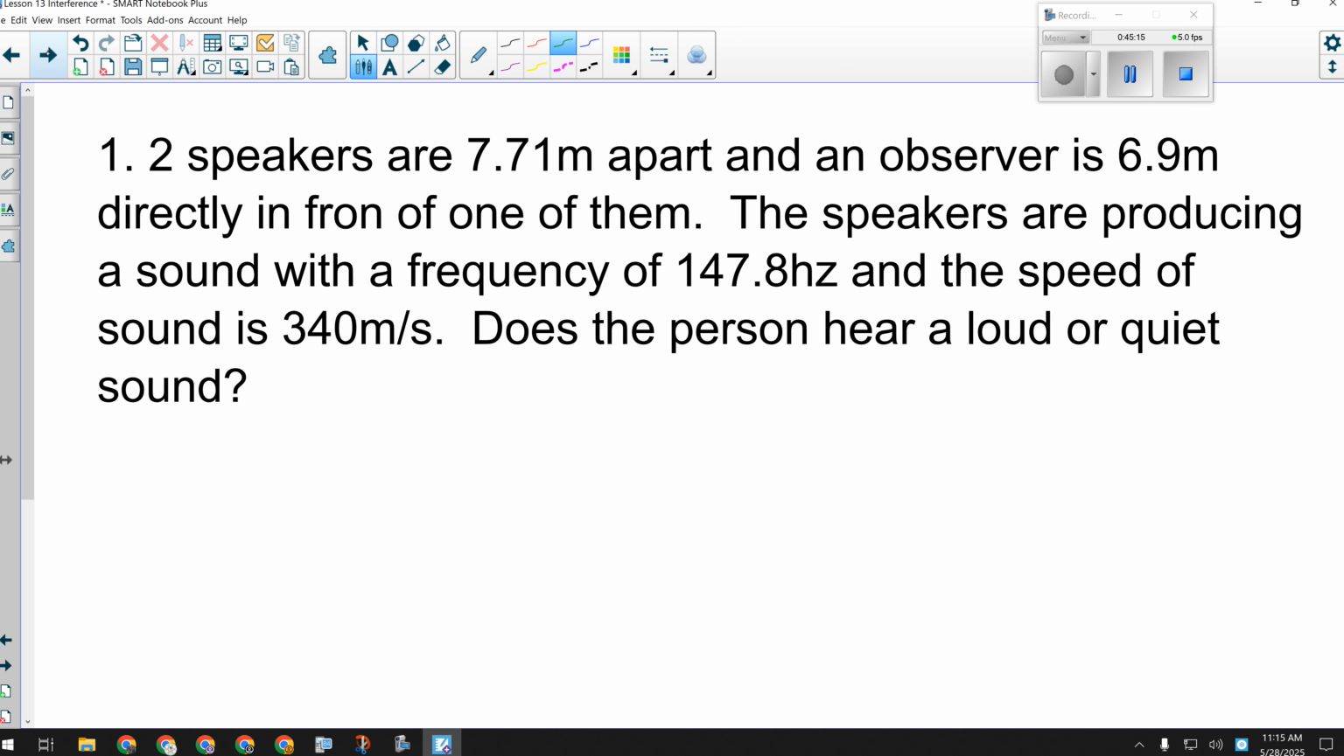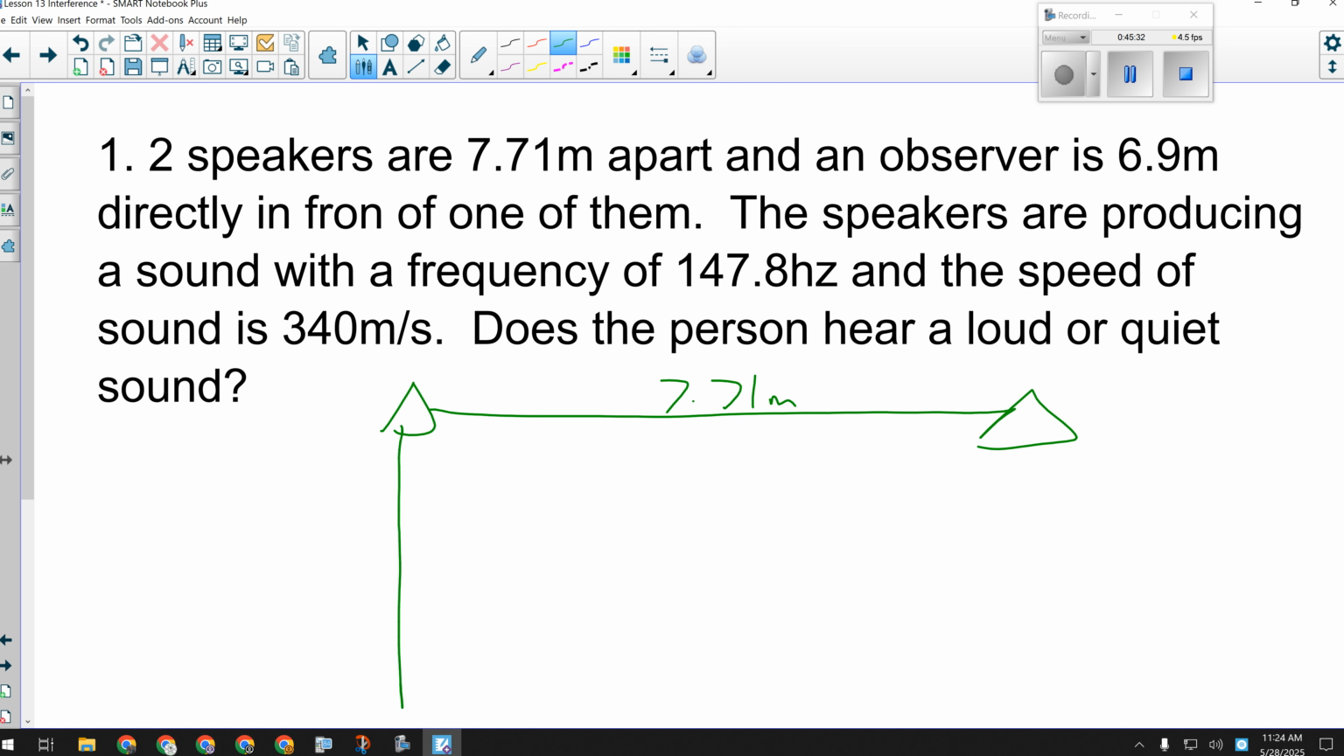All right, write that one down, give it a try. Just like the one we just did, but it gives you another example to have in your notes. So the speakers are 7.71 meters apart. Okay, observer is 6.9 meters directly in front of one of them. This is not drawn to scale. Okay, so that's where the observer is. Obviously we got sound going this way, so we'll need to know that side.